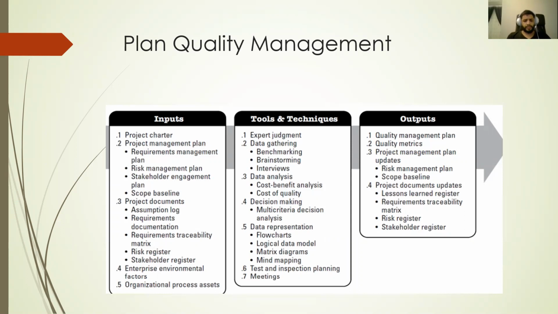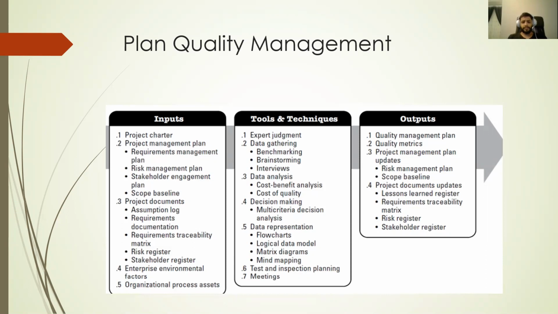Here, number five, organization process assets. Tools and techniques, as we said: expert judgment, data gathering. We take data gathering a lot of time: benchmarking or brainstorming or interview. Data analysis: we can do cost benefit analysis or cost of quality. Decision making: we can use multi-criteria decision analysis. Or data representation. Here, number five, data representation, which includes flowchart or logical data model or matrix diagram or mind mapping.